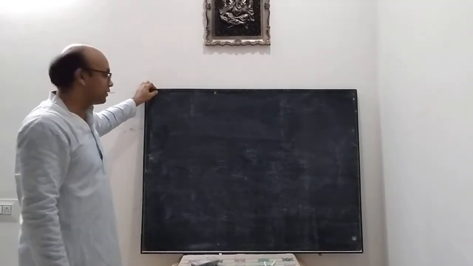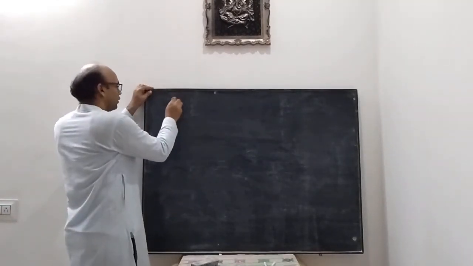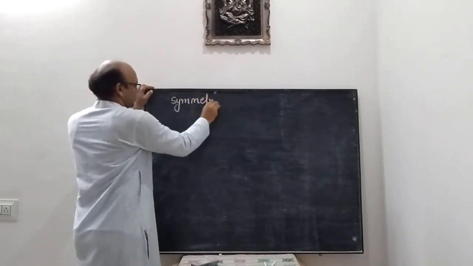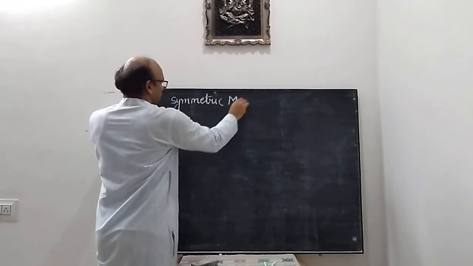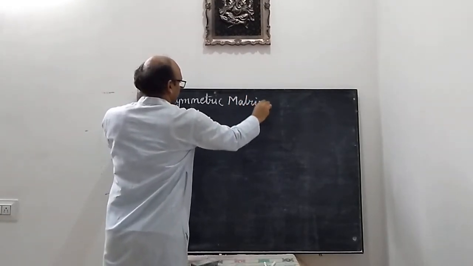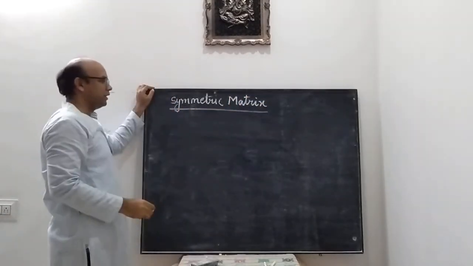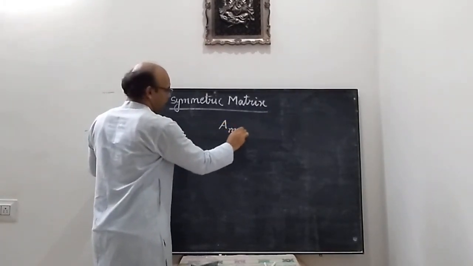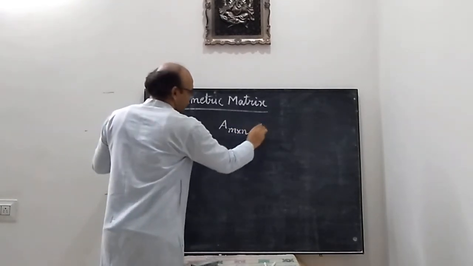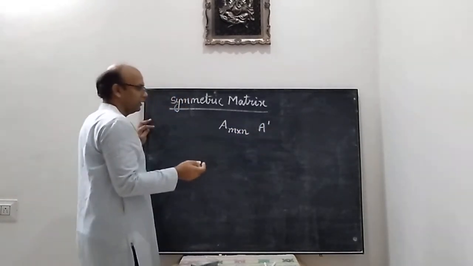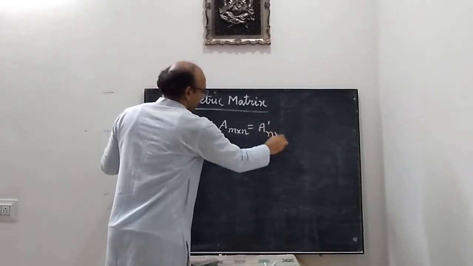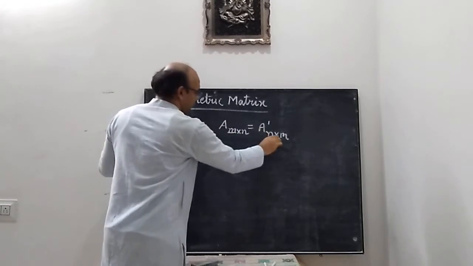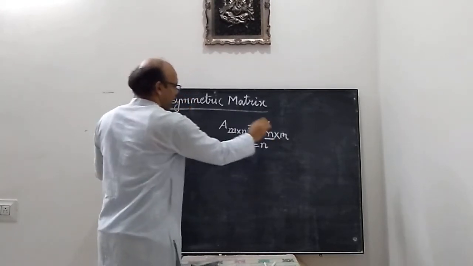Now the next thing which comes up is the symmetric matrix. So what is a symmetric matrix? Suppose we have an M cross N matrix and we want its transpose also to be equal to it, which is of the order N cross M. Obviously these two will be equal if and only if M is equal to N.